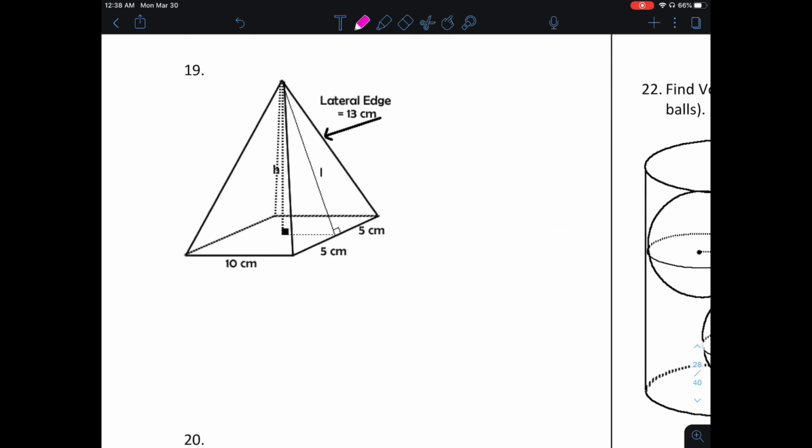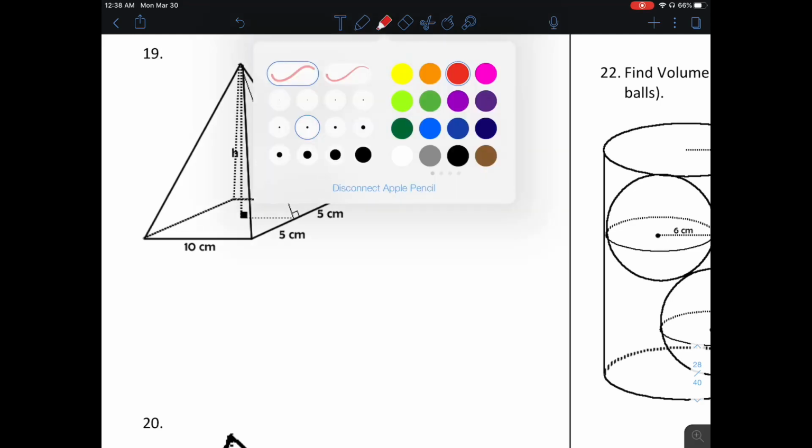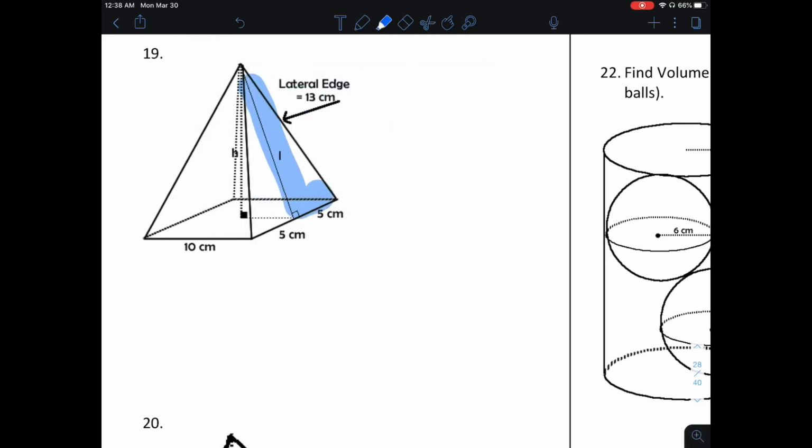Number 19. We have a lateral edge of 13. Let's figure out what this height is, and then we can find this volume. So if the lateral edge is 13, right now let's focus on this triangle that you see here. That is a Pythagorean triple. It's a 5, 12, 13 right triangle, Pythagorean triple. Now, that doesn't tell us what the height is, but it gets us closer.